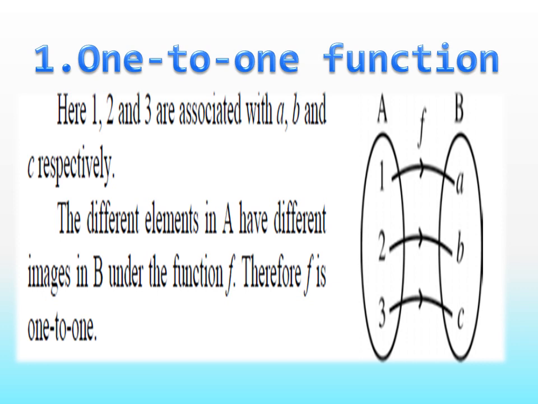That is, element 1 has distinct element A in B. Element 2 has distinct element B in B. And element 3 has C in B. Therefore, 1, 2, 3 are associated with A, B and C respectively. The different elements in A have different images in B under the function f. Therefore, f is a one-to-one function.